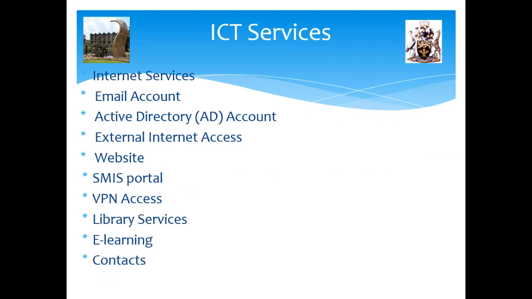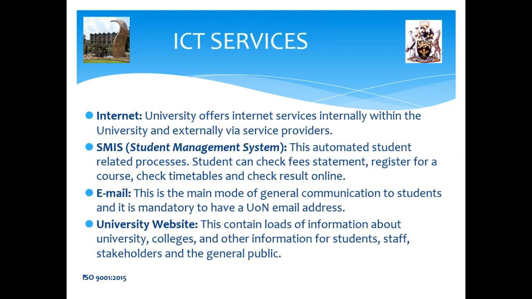So what are the ICT services that are available? The university has internet services. The university will also be providing you with an email account. You'll also be required to create an Active Directory account, of which most of you have already done that. Then we have external internet access, websites, and the student management information system portal. There's also what we call the VPN, that is virtual private network. This will enable you to access university materials from home. Then we have the library services, of which I think you did an orientation on Friday. Then we have the e-learning platform. You'll be taken through this in the course of this week. And then the contacts, I'll be giving you our support contacts in the course of this training.